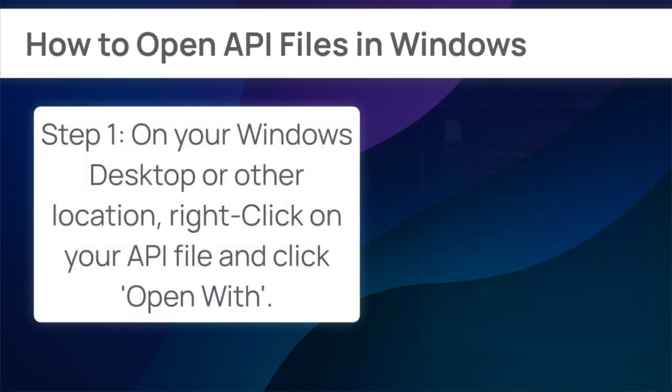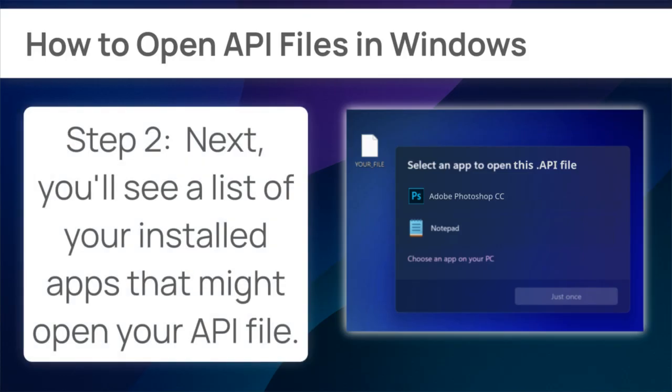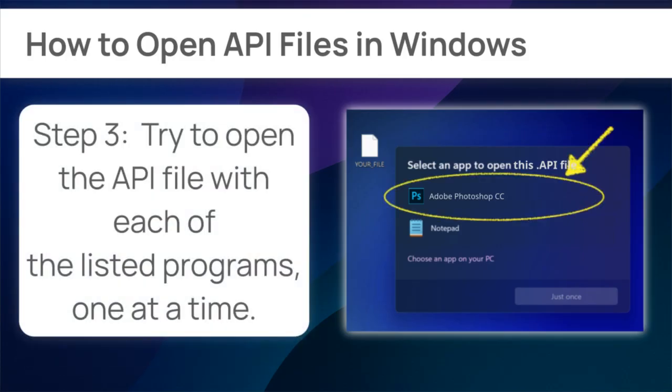Your essential first move: right-click the API file and choose Open With. If Adobe Photoshop CC is on your system, select it. If not, choose another program. We must find the app that recognizes the format.